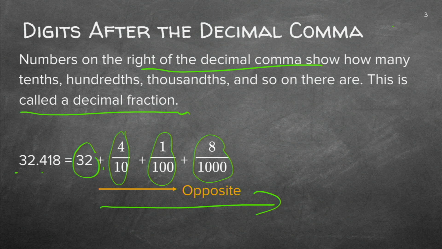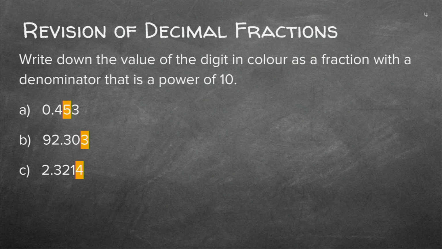Okay, right. So if I ask you, write down the value of the digit in color as a fraction with a denominator that is a power of 10. Please remember this. In decimal fractions, we always work with a denominator that is a power of 10. So it's either 1 over 10 or 1 over 100 or 1,000 or 10,000 and so forth. Okay. So this is an example of a type of question that you can get, right? So again, pause, do it, and then check your answers on the other side.